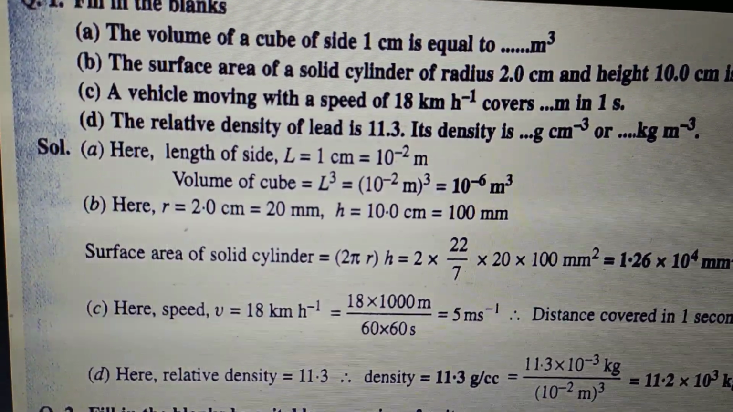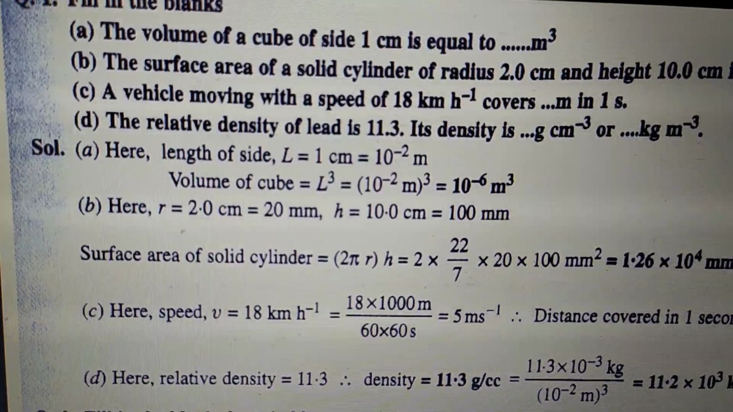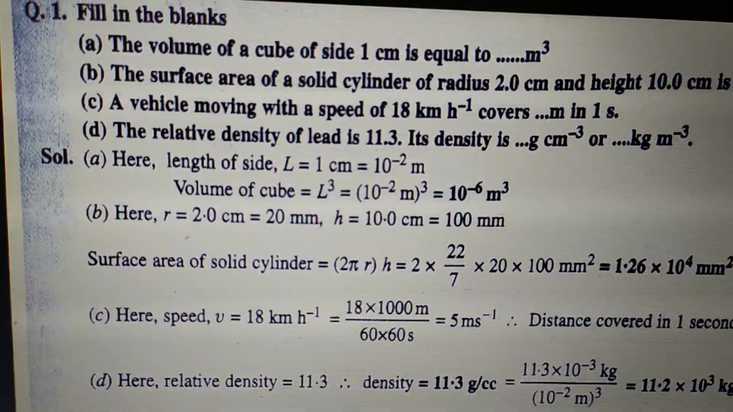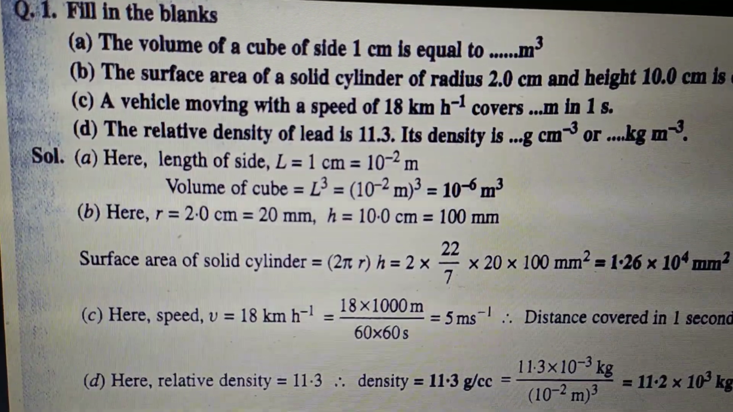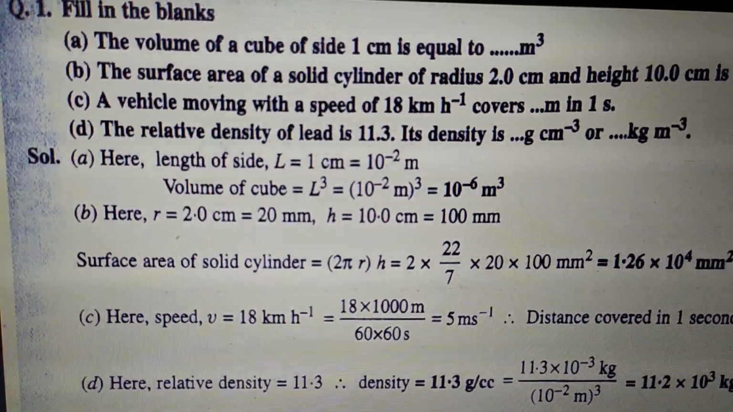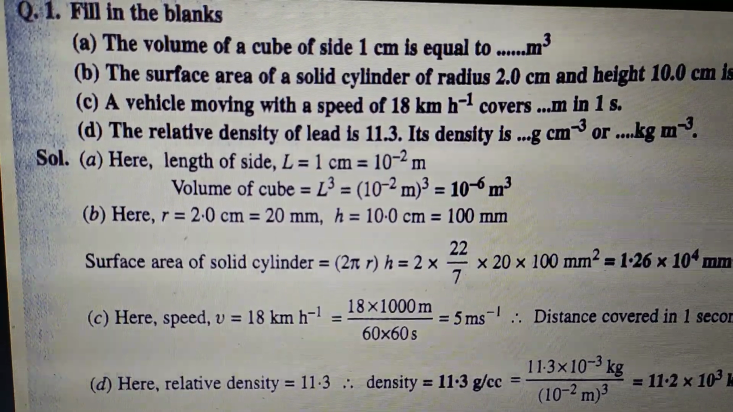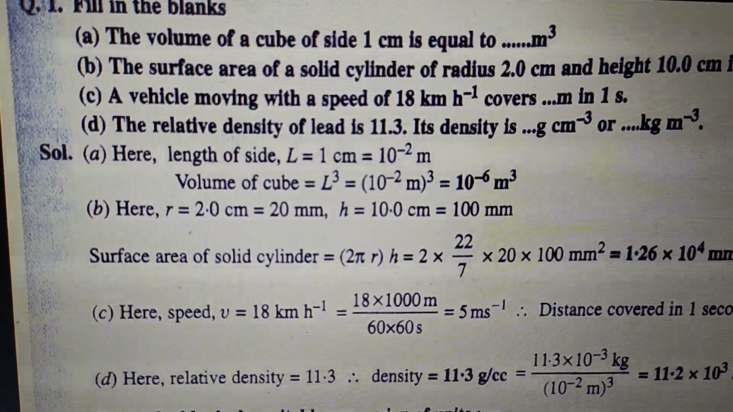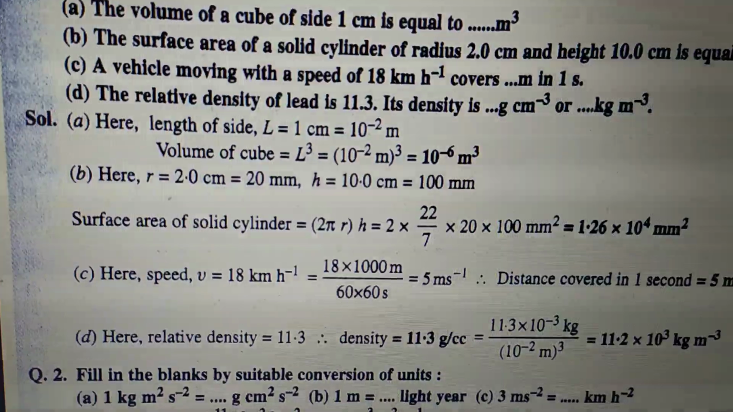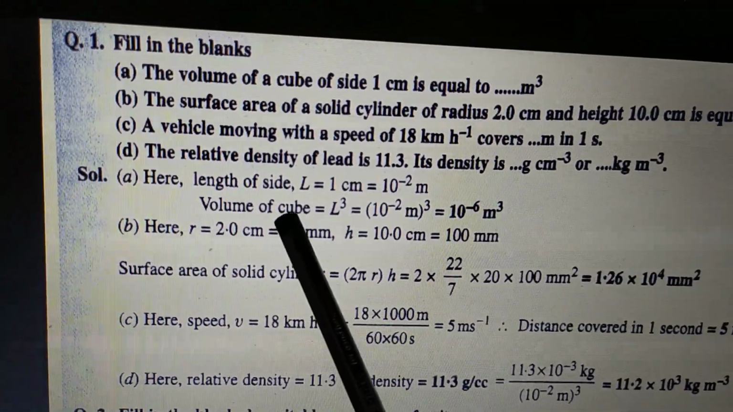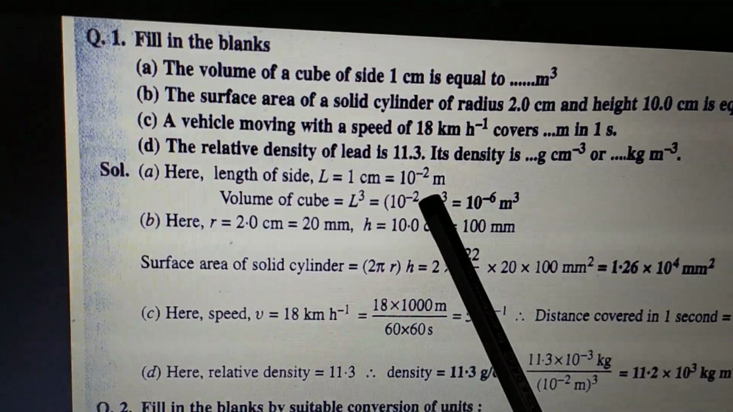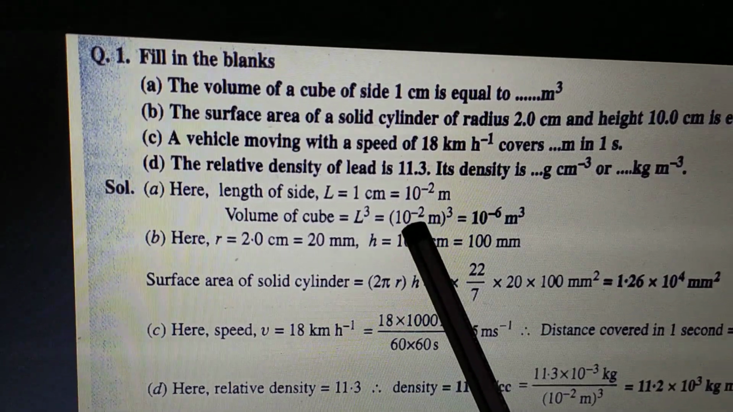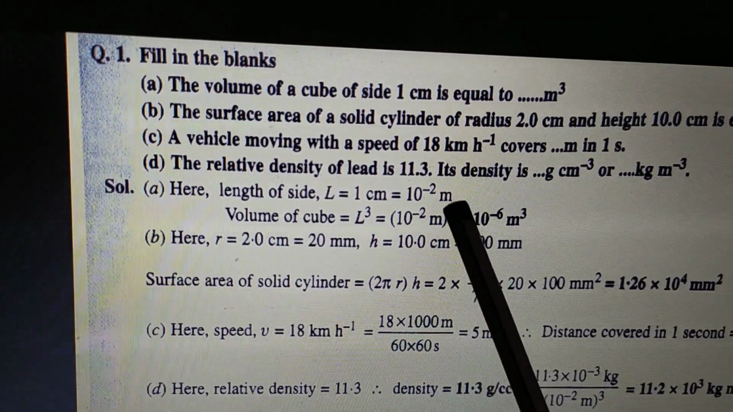Now see, the side of this cube is given as 1 centimeter, that is, it is given in CGS units, and the volume is asked in meter cube, that means in MKS units. So first of all we have to convert this centimeter into meter. Length is converted into meter. 1 centimeter is equal to 10 to the power minus 2 meter.